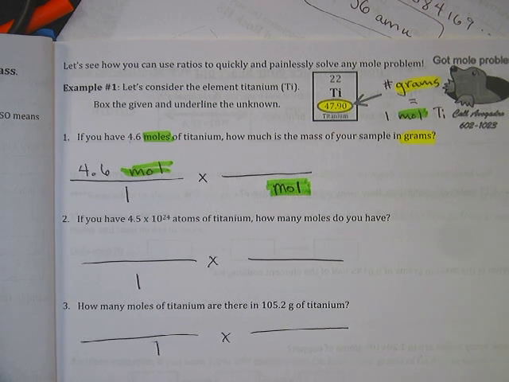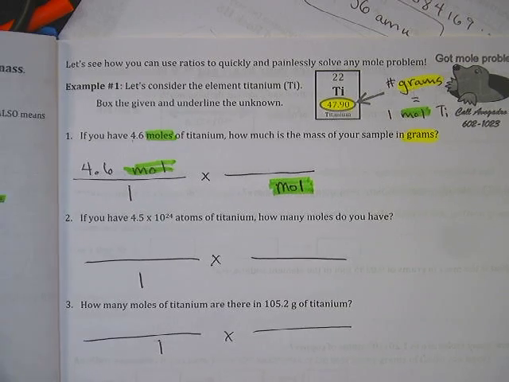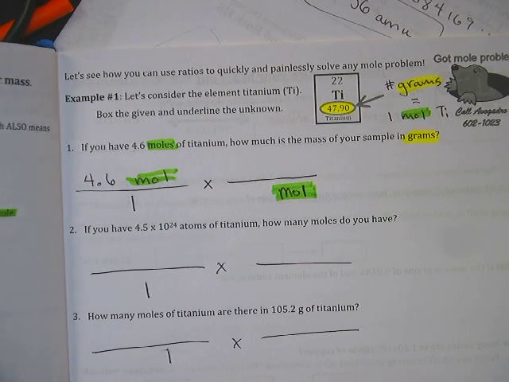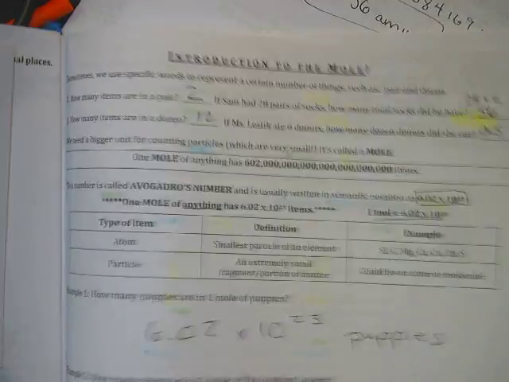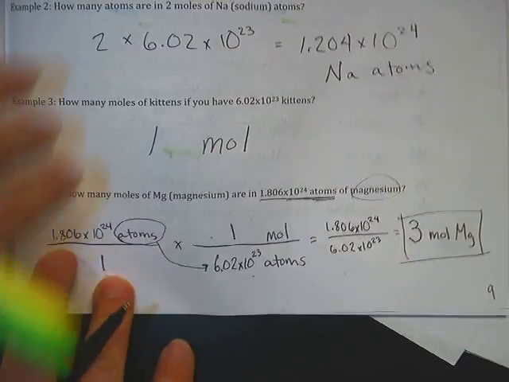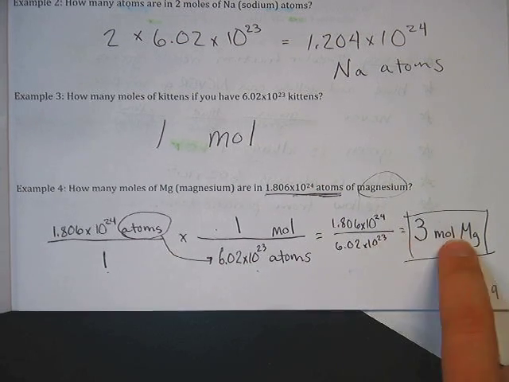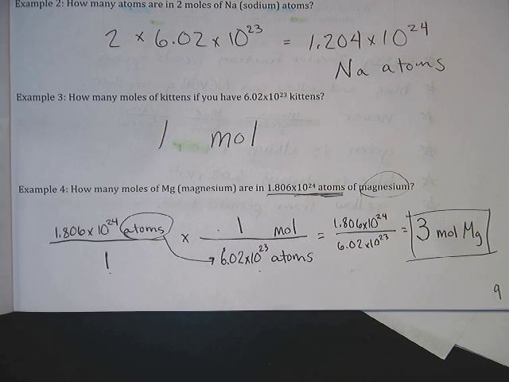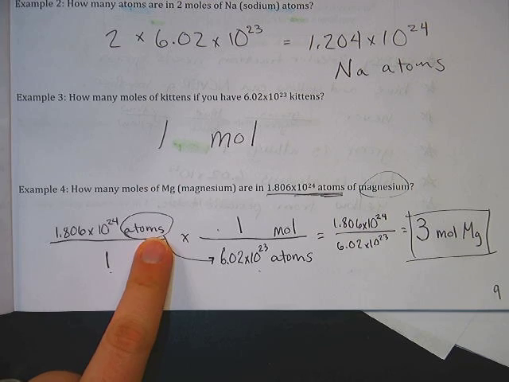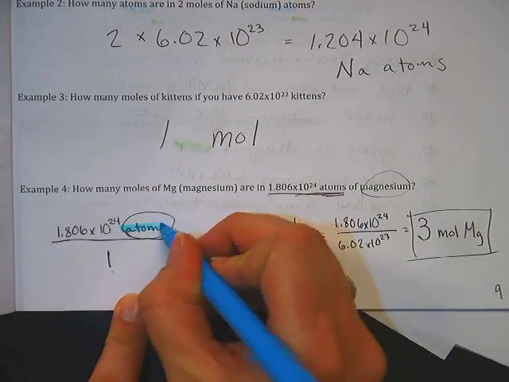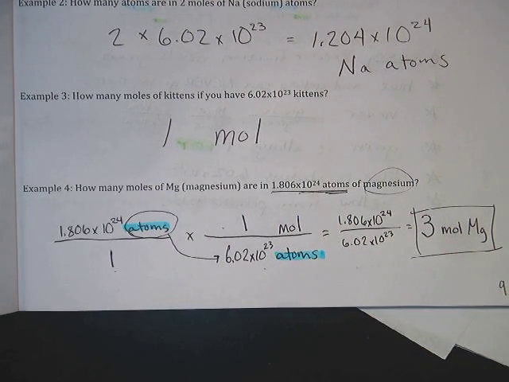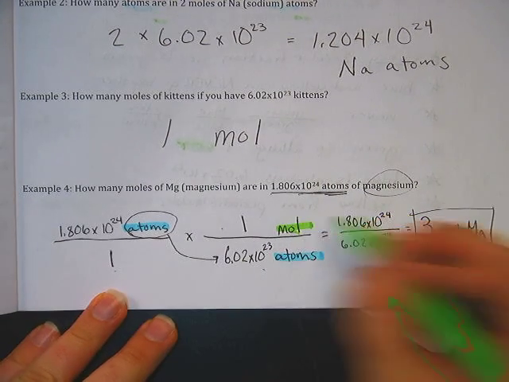Before we finish this problem, I want to show you a secret. Are you ready for a secret? All right. Look at page 9 where we drew this fraction here. What if you color these fractions? What color is atoms supposed to be? Blue, so we're going to color the atoms. And what color is moles supposed to be? Green, so we're going to color those.